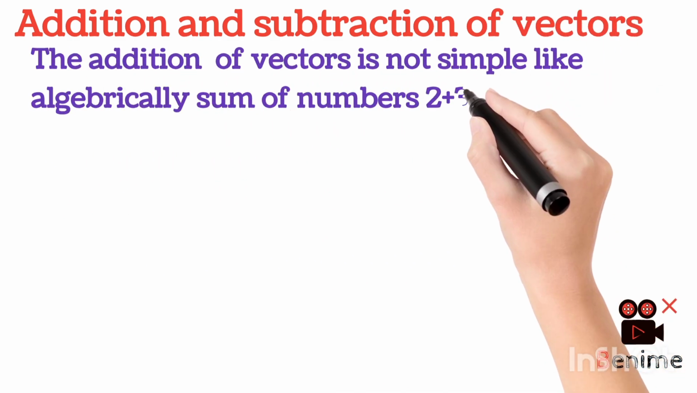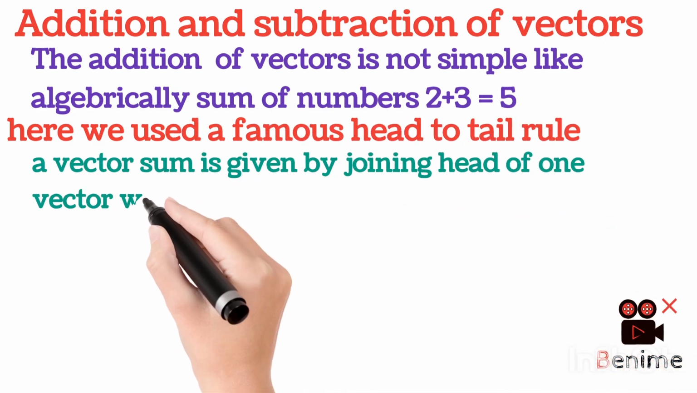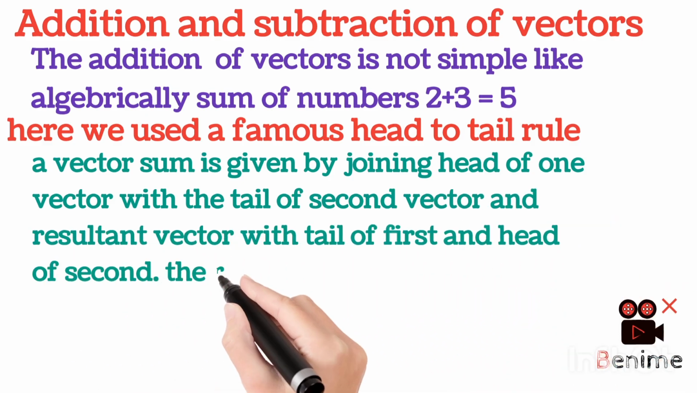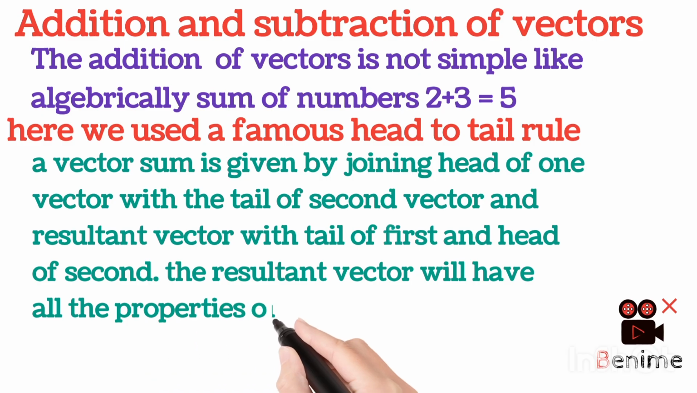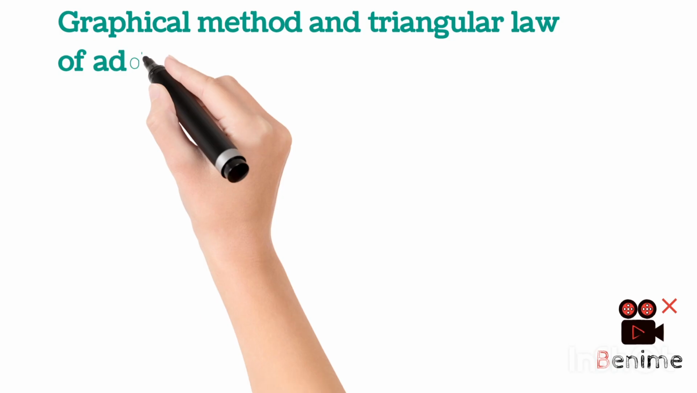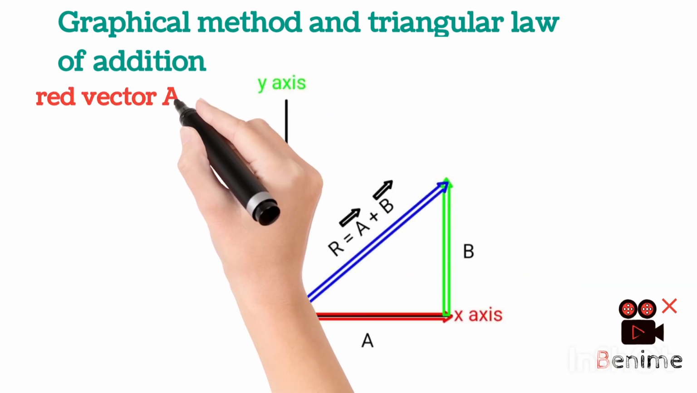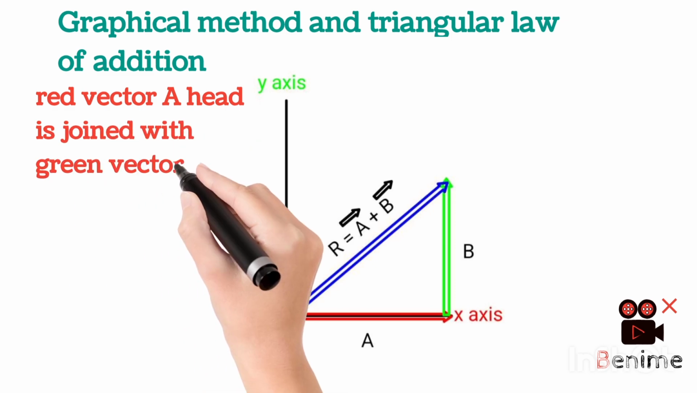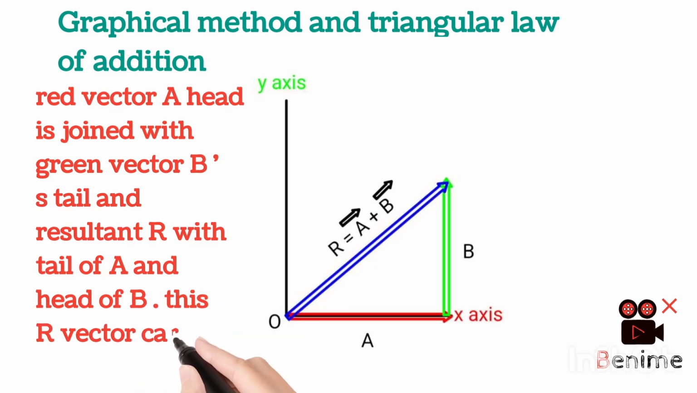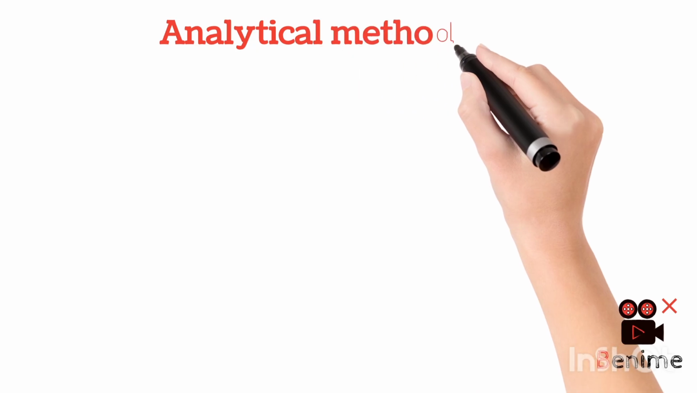Vector addition is not as simple as addition of scalars, which are added like numbers. To add 2 or more vectors, we use the head-to-tail rule. In this rule, the head of one vector is joined with the tail of the second vector, and the resultant vector will be joined with the tail of the first and head of the second vector. This is shown in figure. The resultant vector will have whole information of the 2 vectors which are added, and it alone expresses the whole information of magnitude and direction of both vectors.